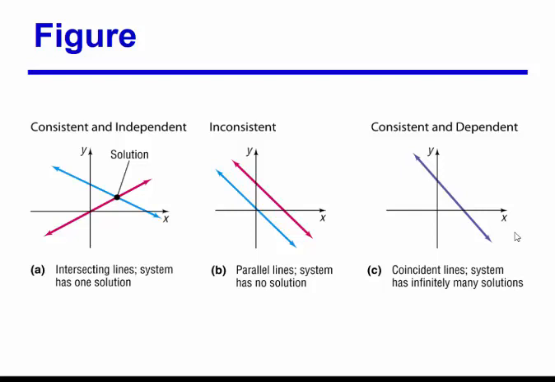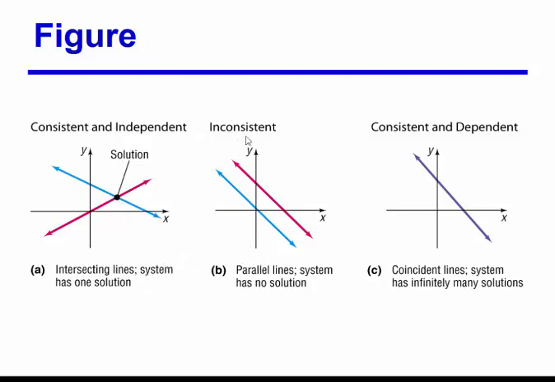We have A, B, and C. In A, we have a system that is consistent and independent. So in a system of equations, you have 2 equations with 2 unknowns. So 2 equations each have an x and a y. If we were to graph them and they intersect at one point, then that system has one solution.